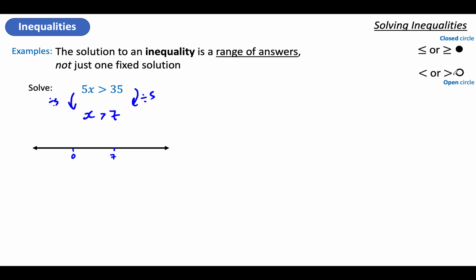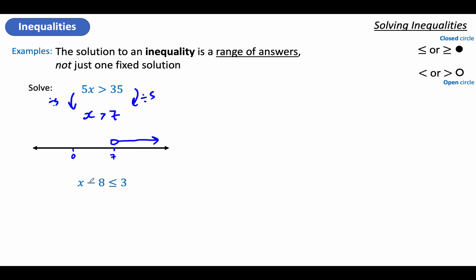Remember, when it's bigger than or less than, we have an open circle. And we point in the direction of the numbers we want. We want x to be bigger than 7. So we point to anything that would be bigger than 7. That's to the right. Certainly not to the left, because 0 is not bigger than 7. Like that. Okay, let's try another one.